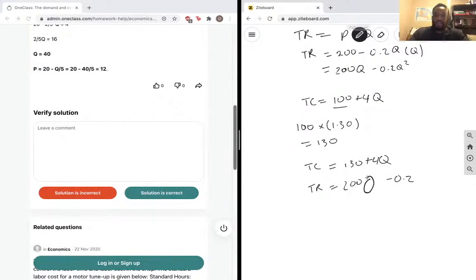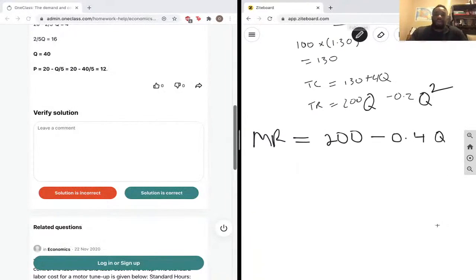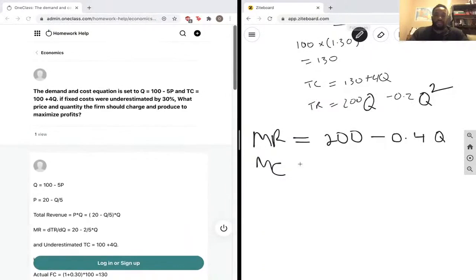We'll say our total revenue function is 20Q minus 0.2 Q squared. And marginal revenue we know is the derivative of the total revenue function, and marginal cost is equal to the derivative of the total cost function, and that's just going to be 4.